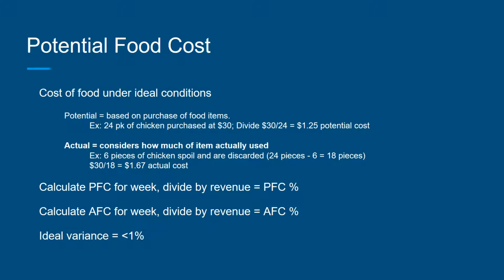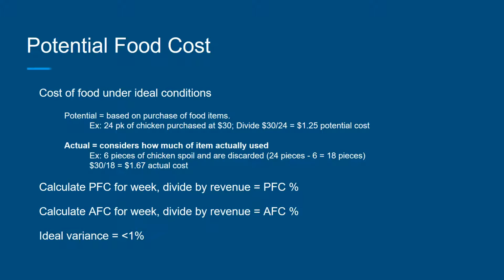Potential food cost is the cost of food under ideal conditions. To determine potential cost, the cost of the purchase of a certain food item is considered. For example, if a 24-pack of chicken is bought at $30, the potential cost is found by dividing the cost by the amount of product. So $30 divided by 24 equals $1.25 each.